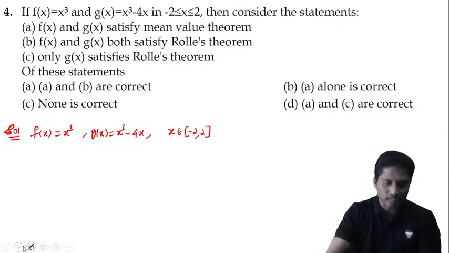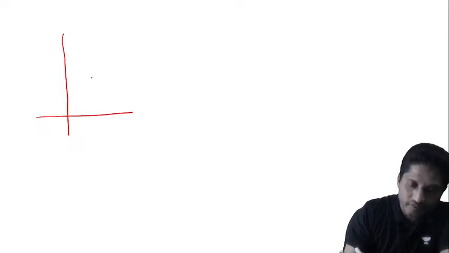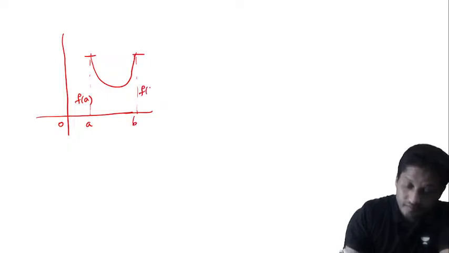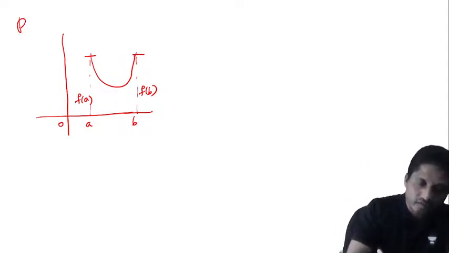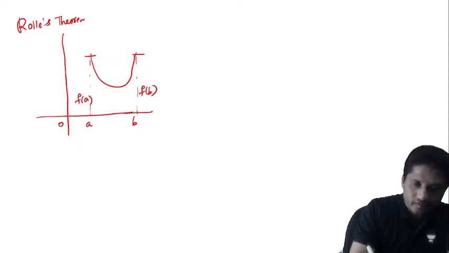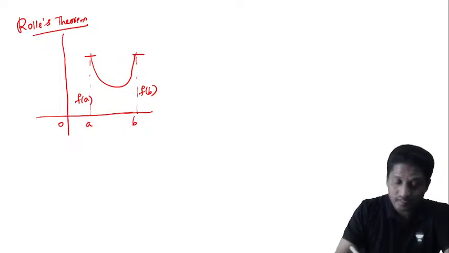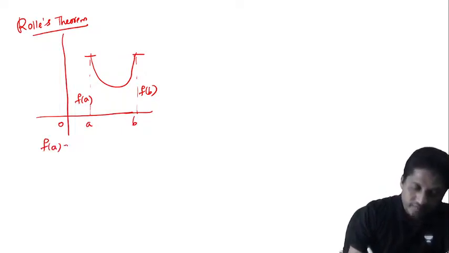Suppose I take Rolle's theorem. How do you define Rolle's theorem? It should be continuous in the closed interval, differentiable in the open interval, and f of a should be equal to f of b. Let's say if I take this as a, this will be equal to f of a. If I take this as b, this will be equal to f of b. It should be continuous in the closed interval, differentiable in the open interval, and f of a should be equal to f of b.